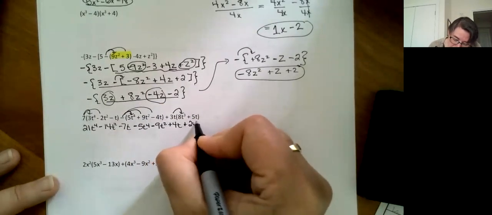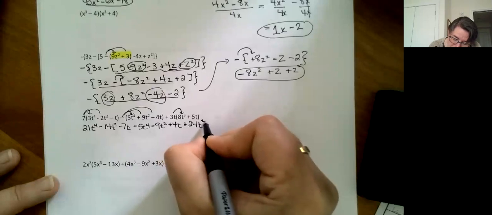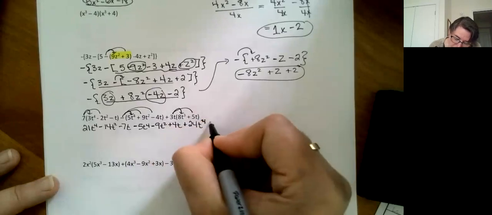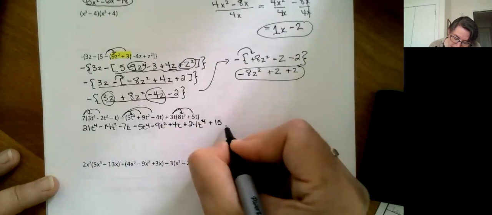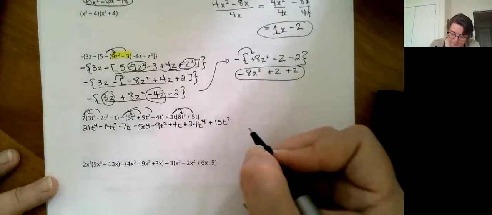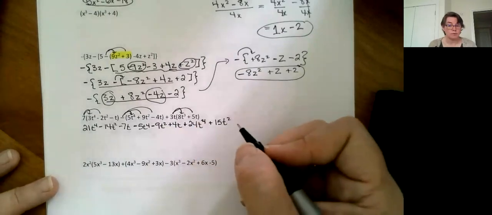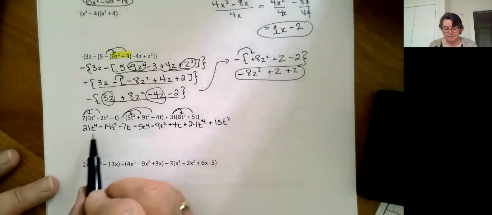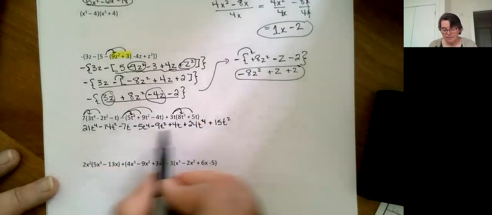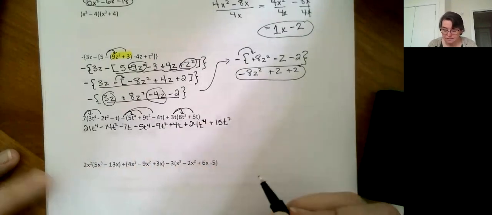Plus 24t to the 4th plus 15t squared. If I had a lot of room and honestly a lot of time, I would have done this one and then copied everything and then this one, but no.